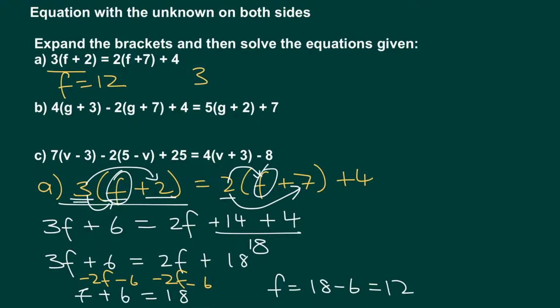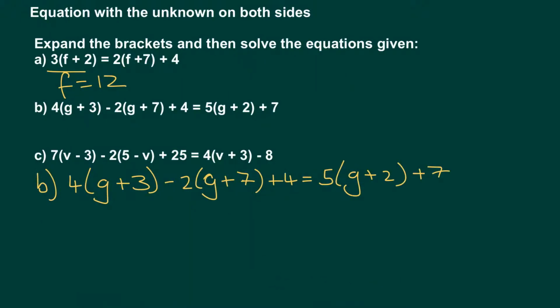So we have 3 bracket 12 plus 2, which is 14. So 3 times 14, which is 42, is equal to 12 plus 7, which is 19, times 2, which is 38, plus 4, which is also 42. So we know that f equals 12 is the correct answer. Let's move on to the next question.